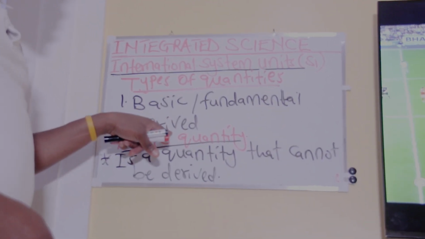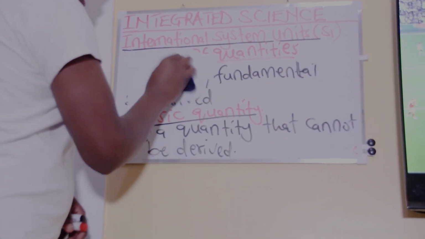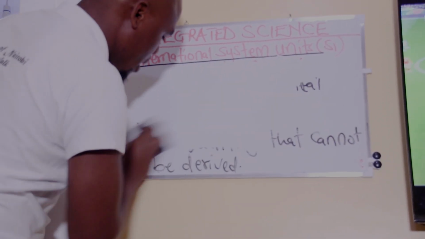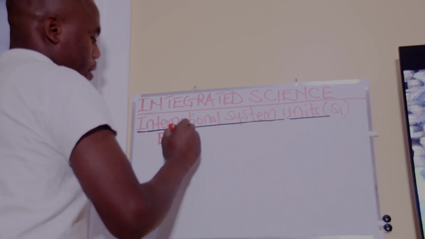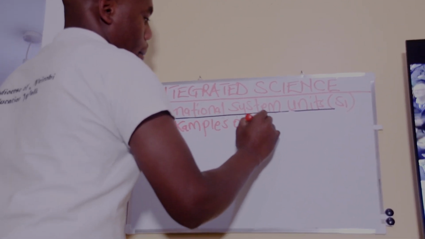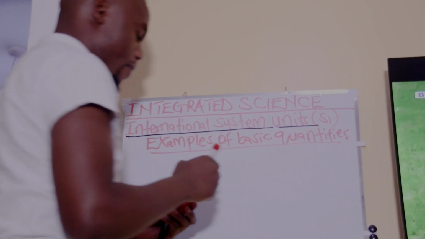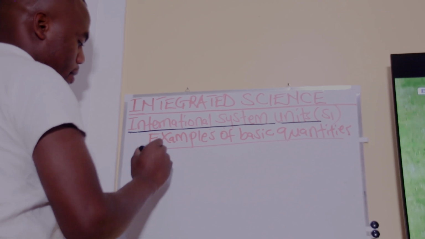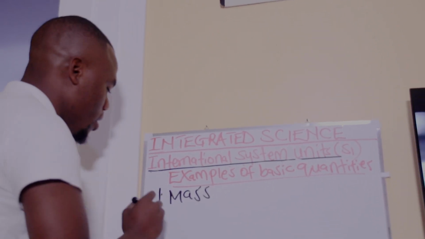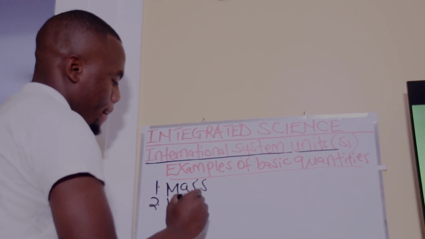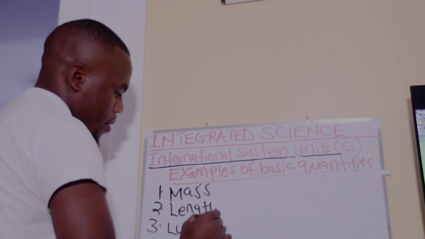Talking of basic quantities, I wanted you to know examples of basic quantities. Let's have a look at the examples of basic quantities. The first one is mass. Under that, we will discuss how mass is measured in our next lesson. The second one is length. That is another basic quantity. Another one is luminous intensity.